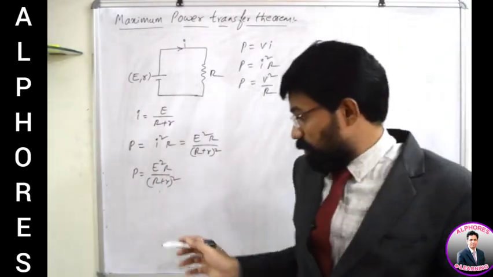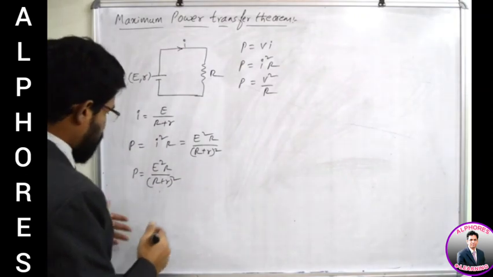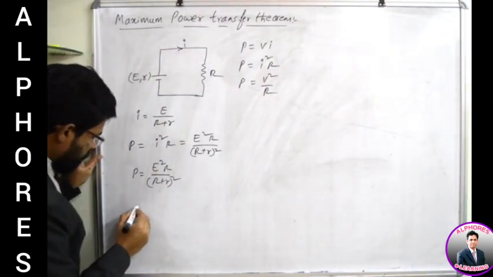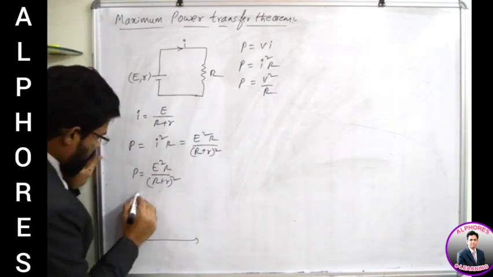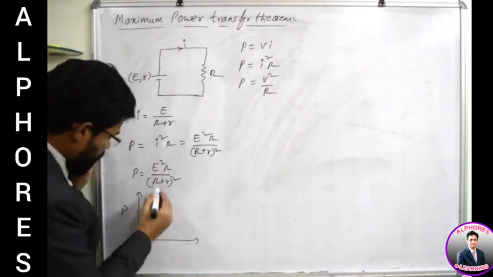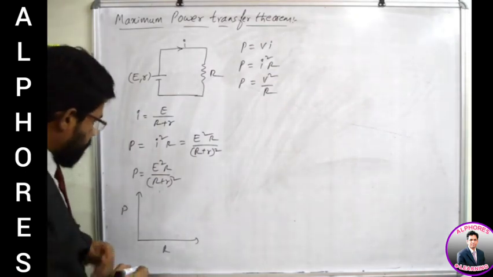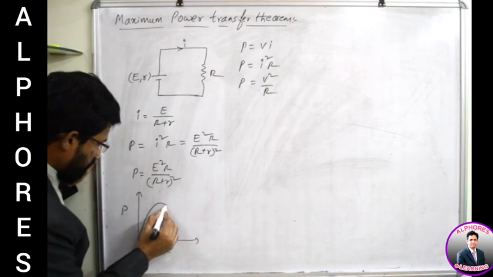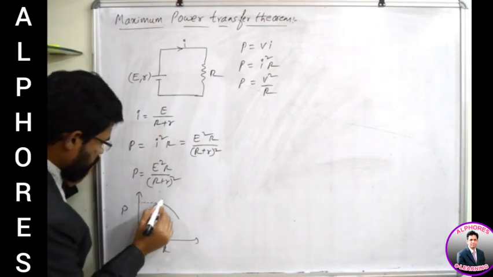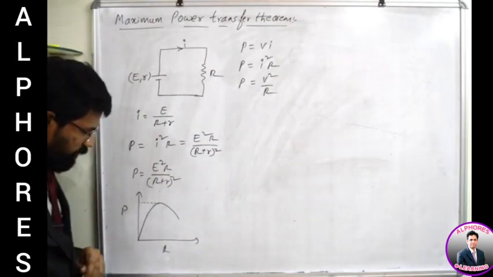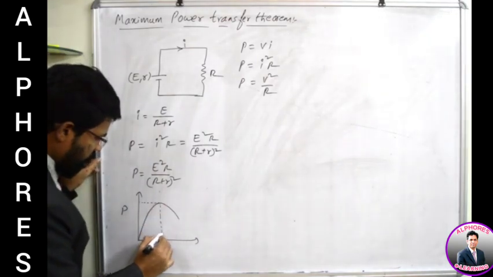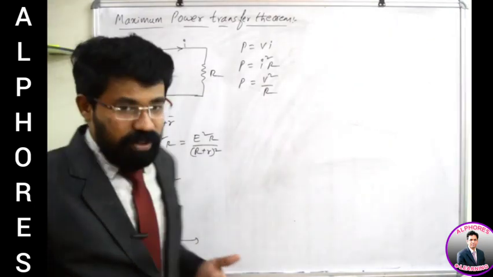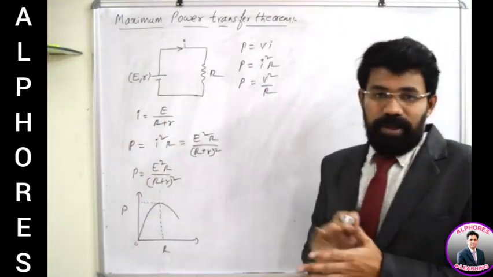If you want, you can draw one graph also. Okay, let us draw a graph. Power I will take on the y-axis, and resistance I will take here. So from this equation, the profile of the graph will be something like this. After reaching a certain maximum value, again it decreases. And we'll find out what that maximum value is. So power is dependent on capital R.